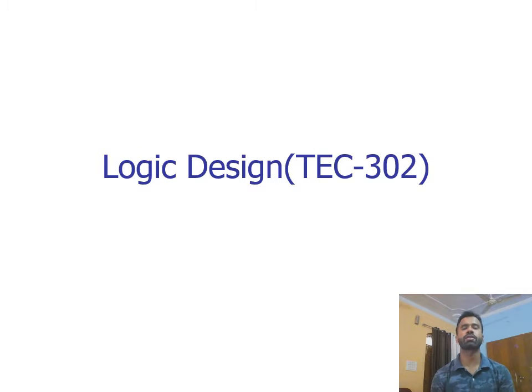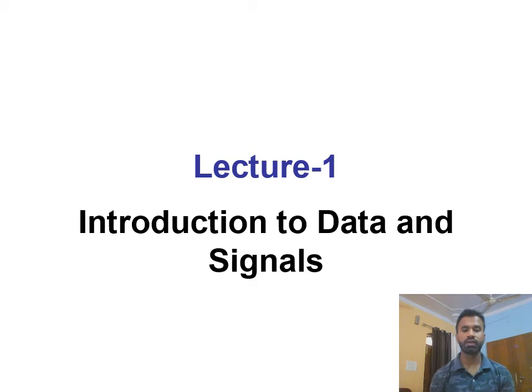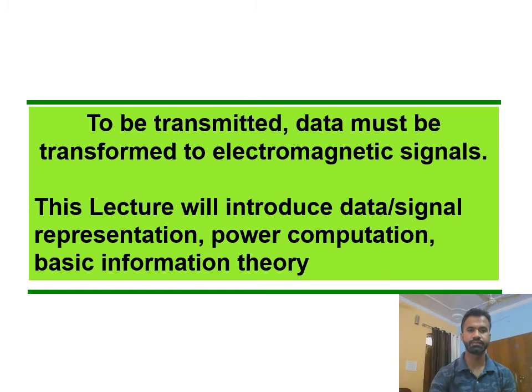So for today's lecture we will be starting with the introduction to data and signals. Let us start. Now, to be transmitted, data must be transformed into electromagnetic signals. Whenever we have any sort of information and we need to communicate it to some other place, that information is generally converted into electromagnetic signals. So this lecture will introduce you to what data is, what a signal is, what the representation of a signal is, how signals are represented digitally or as analog, what amount of power is associated with it, and some basic information theory concepts.